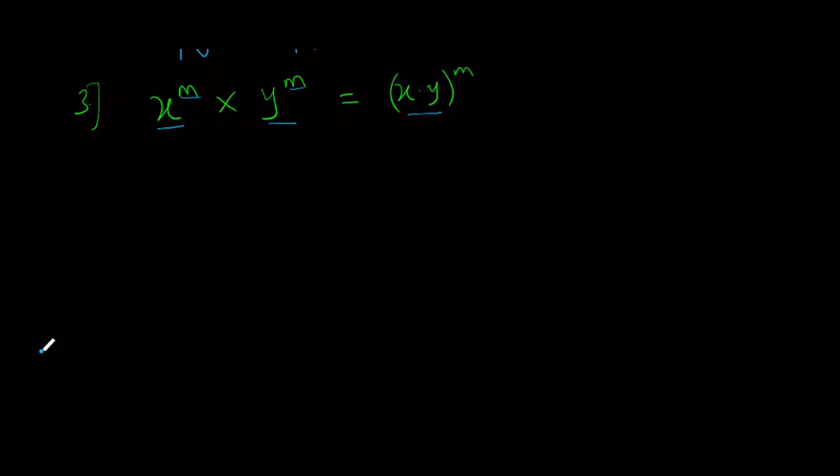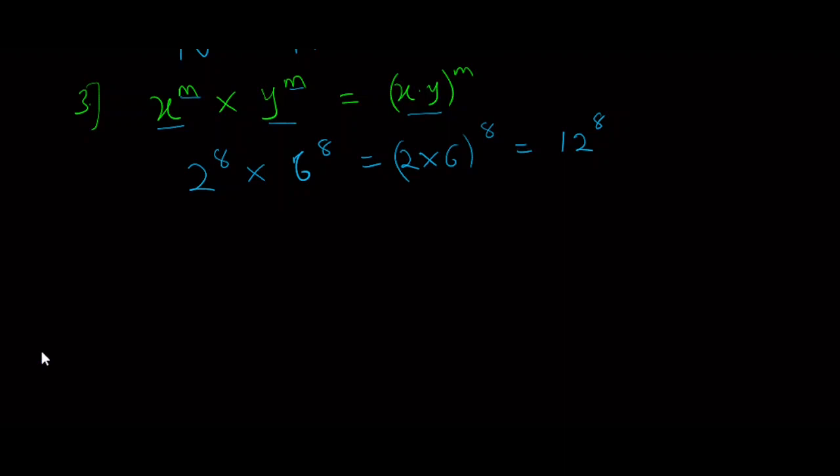For example, we have 2 raised to power 8 times 6 raised to power 8. Since the powers are the same and the bases are different, we just say 2 times 6, everything raised to power 8, and that will give us 12 raised to power 8.